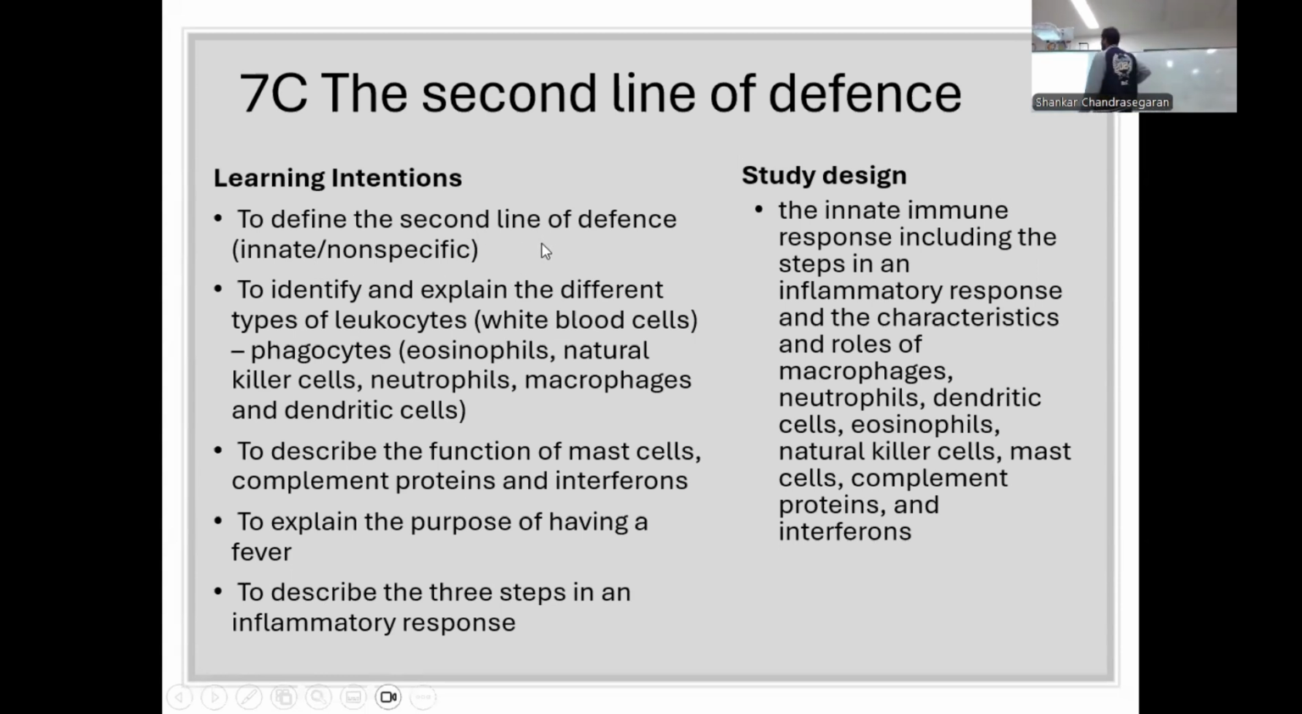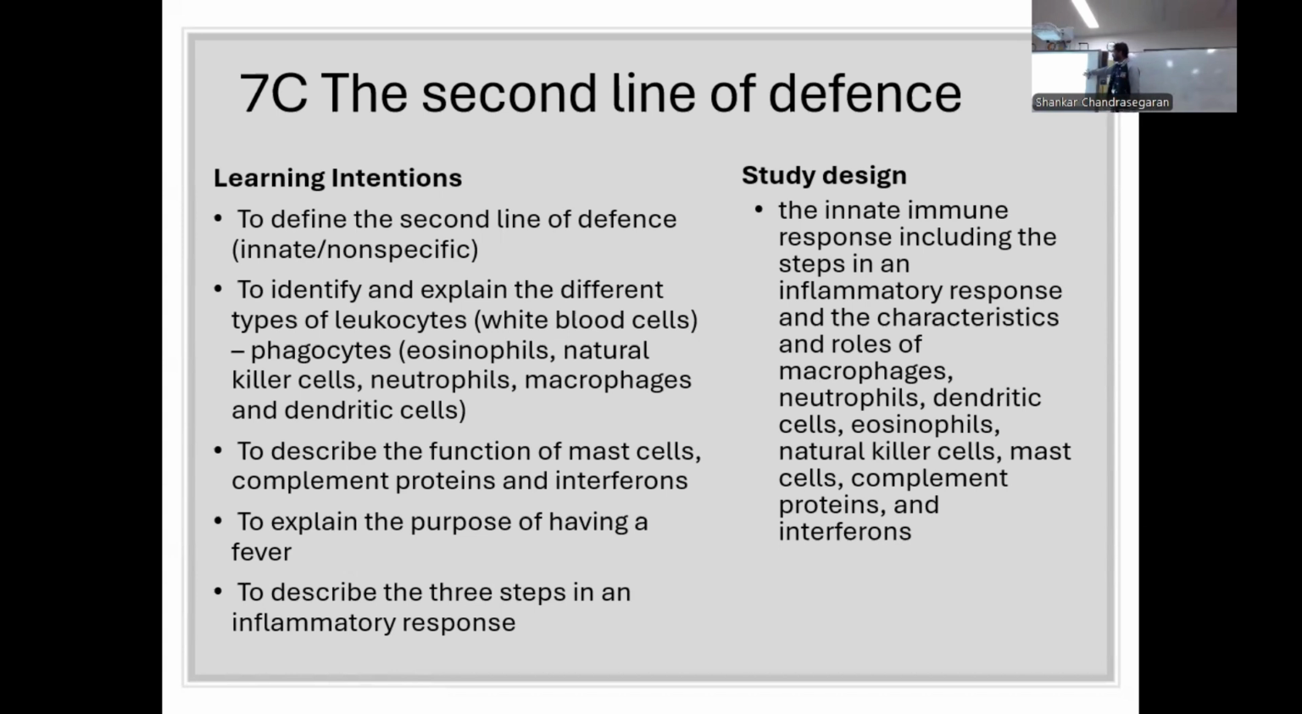You will also look at the different types of leukocytes, which are white blood cells that have a role in the second line of defense. We also describe the function of different components of your second line of defense, and also the things that happen during the second line of defense, which is, for example, fever and your inflammatory response.